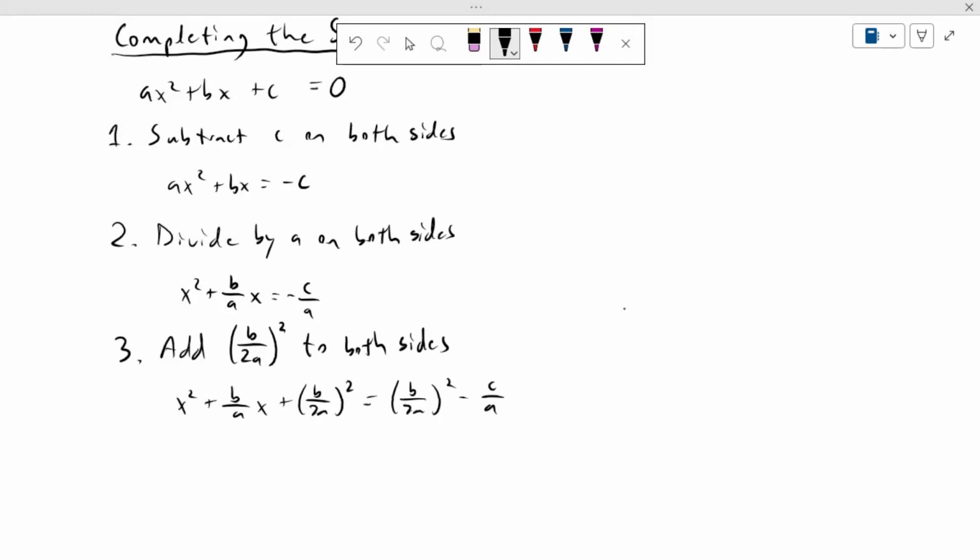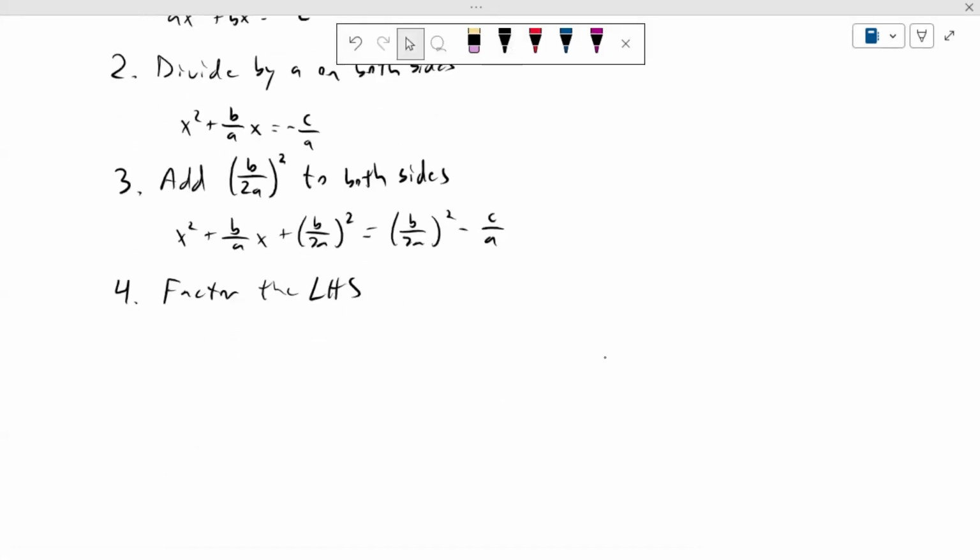All right, step 4. Factor the left-hand side. Now you might say, oh, well, that sounds really complicated, but with all that we've done over here, this always factors as x plus b over 2a, quantity squared. Okay.